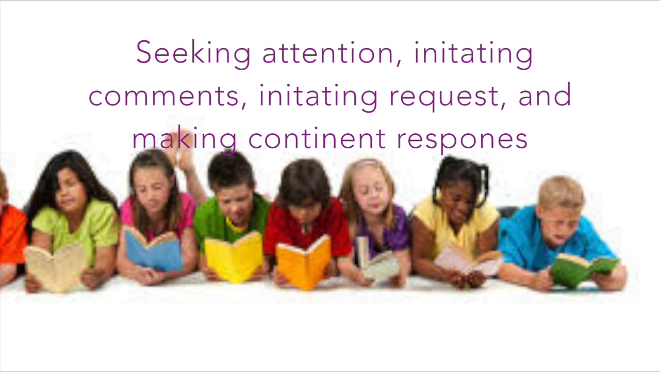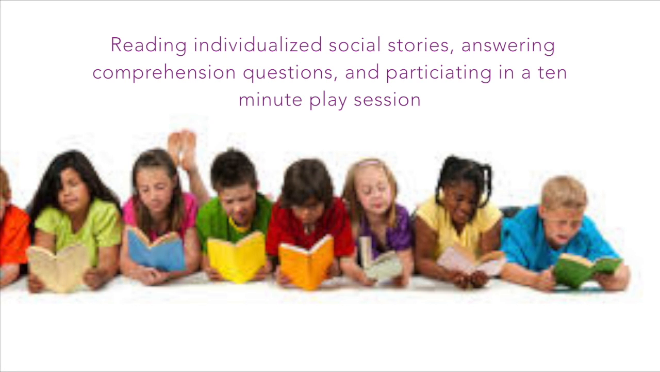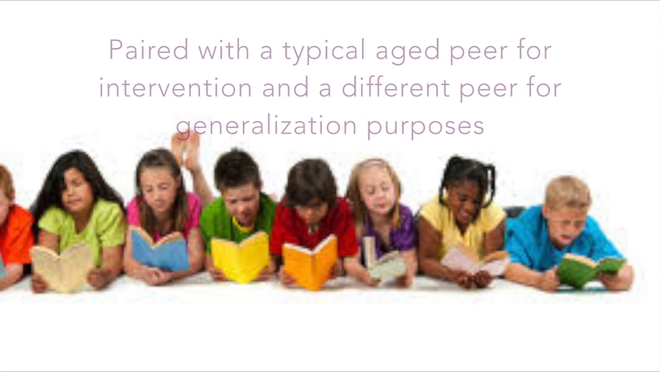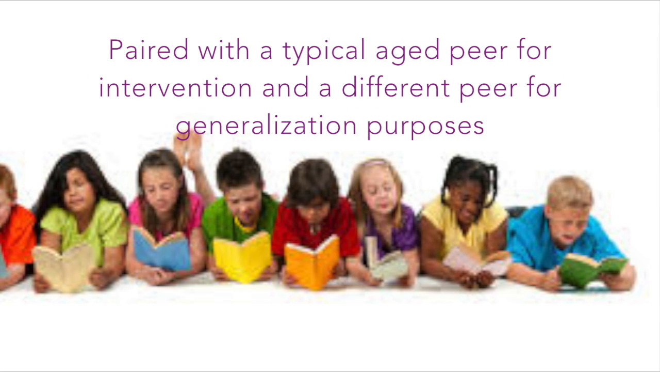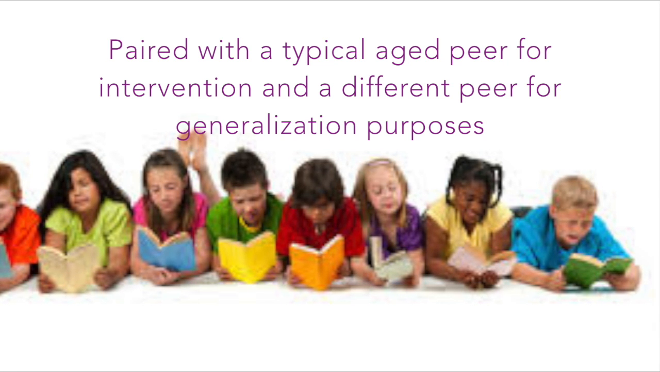So, what did they do? Their intervention included reading individualized social stories, answering comprehension questions, and participating in a 10-minute play session. Each child with autism was paired with a typical developing same age peer for the intervention sessions, and then they were paired with a second peer for the generalization probes in the Gen Ed classroom.